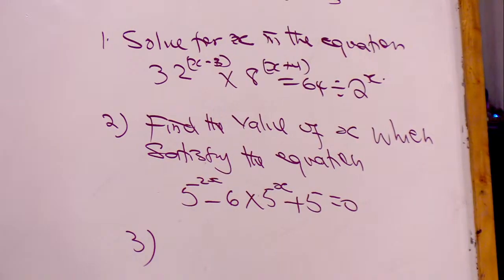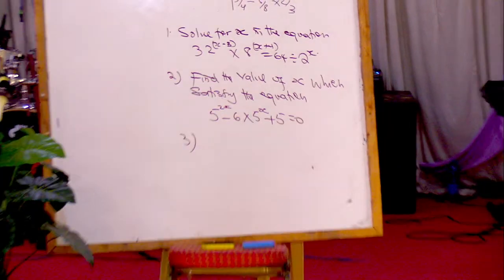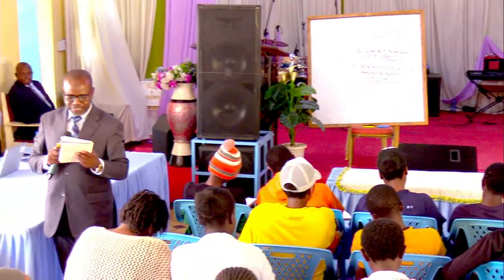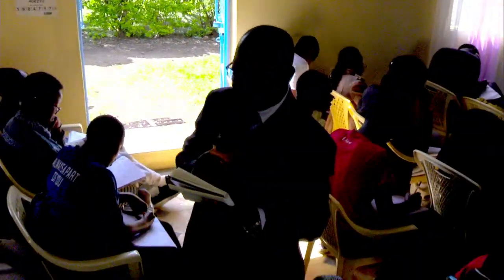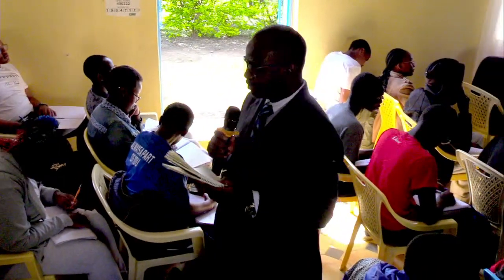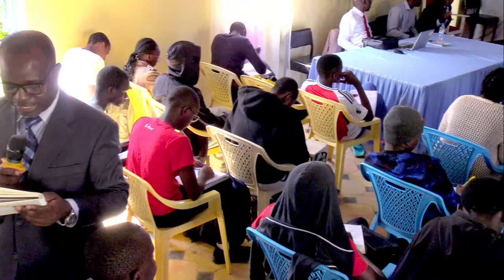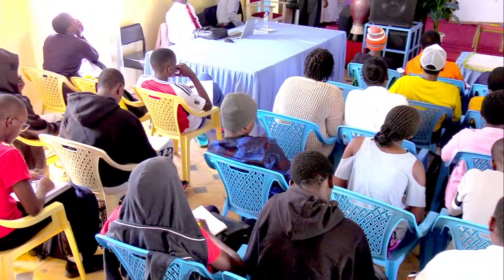The third way, 2 numbers p and q are such that p raised to power 3 times q is equal to 189. Find p and q.